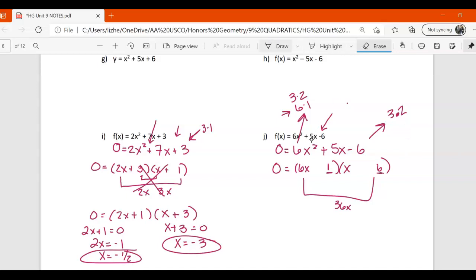Well, wait a minute. I don't want to cross it out. I'm going to get rid of this being a 6x. That's what I want to get rid of. So I don't like this being 6x.